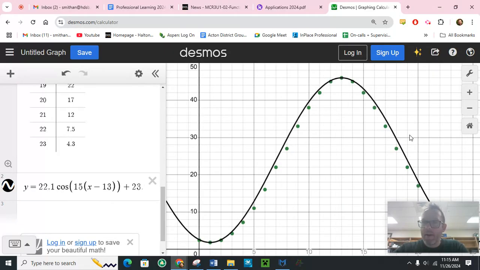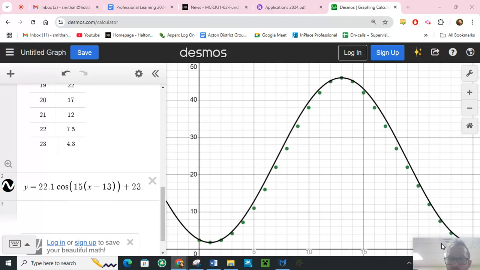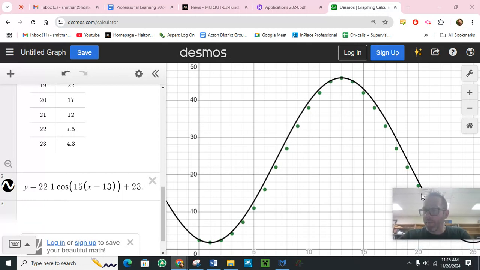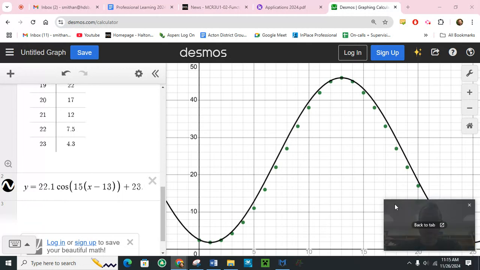All right, and look, the function we made seems to fit that data pretty good. So I think we did a nice job there.